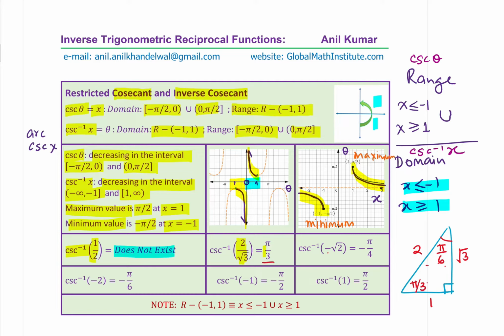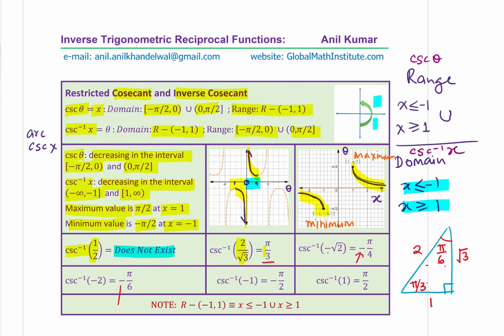Now, if this is negative, the answer has to be negative. Cosecant inverse negative square root 2 will be negative pi by 4. So I hope that helps, right? Cosecant inverse negative 2, negative means the solution is also negative. Negative pi by 6 is the right solution. Cosecant inverse negative 1, that is the basic minimum value, which is minus pi by 2. Cosecant inverse of 1 is the maximum value at pi by 2.